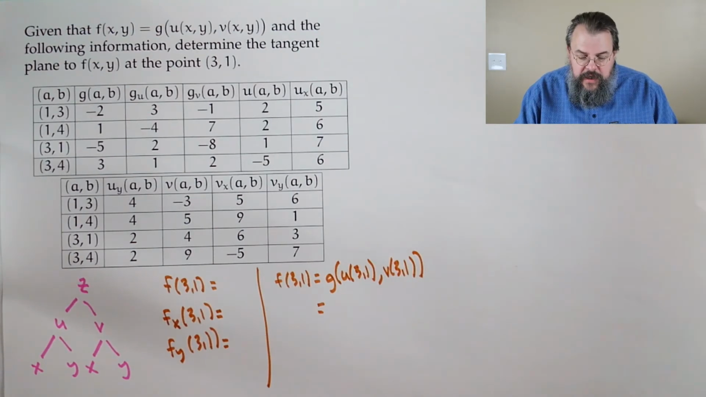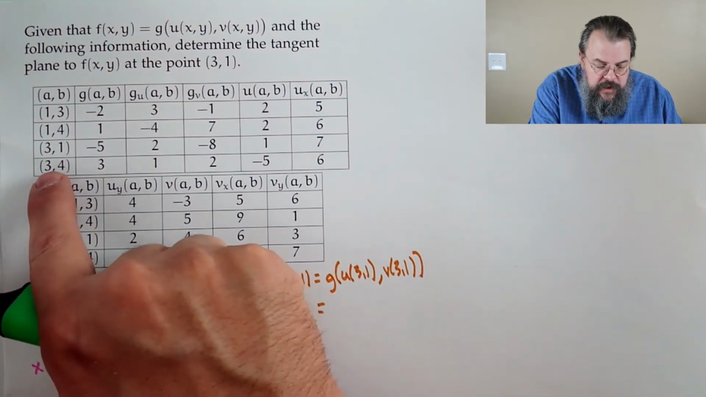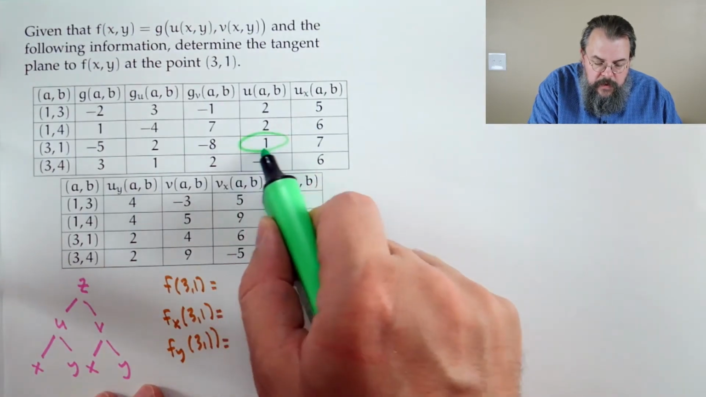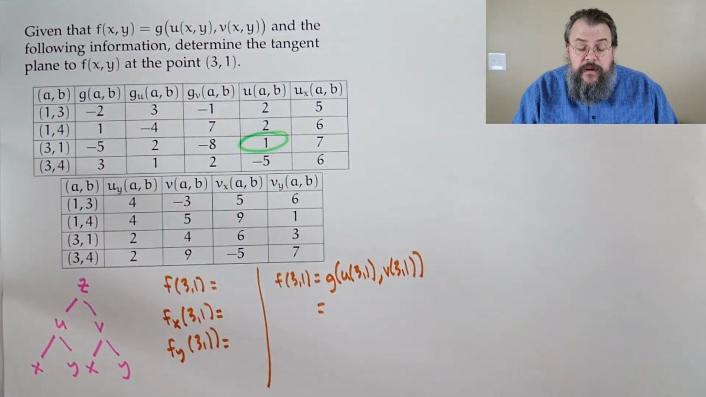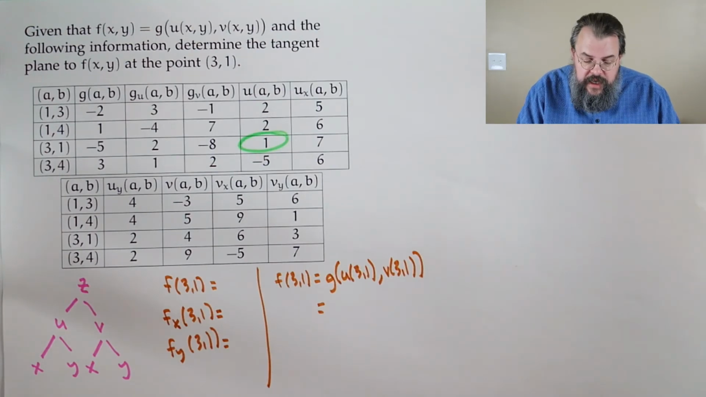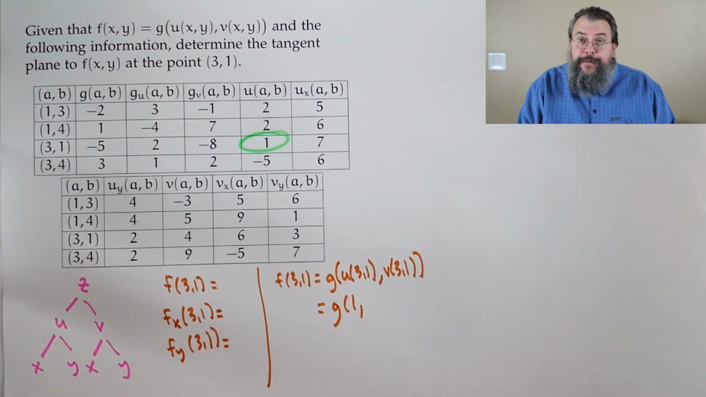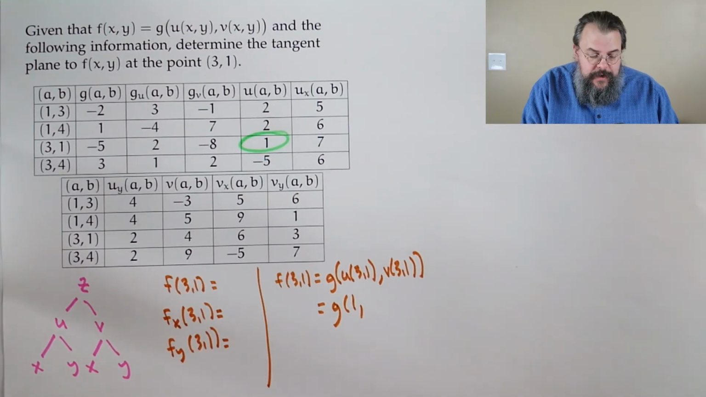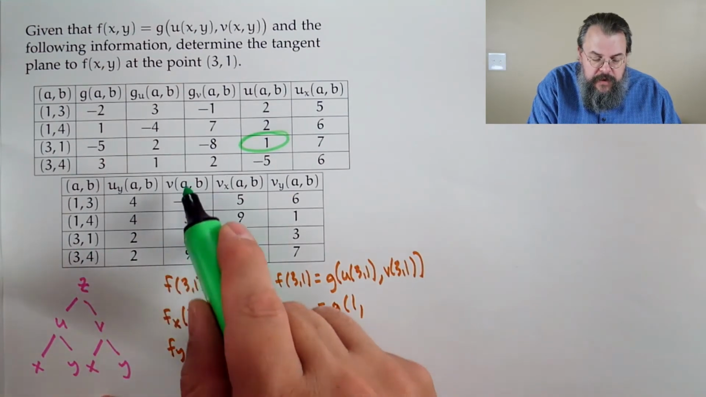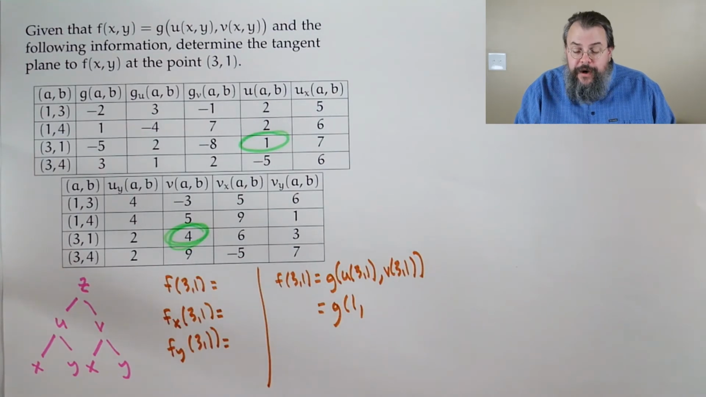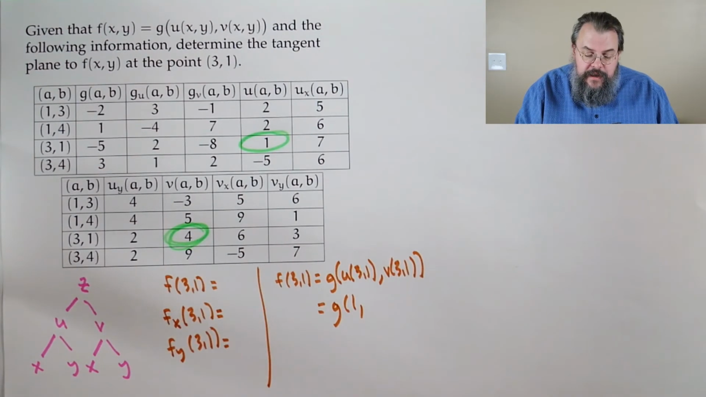We need to know what u of 3 comma 1 is. We're at the point 3 comma 1, and we come over to the column for u. That gives us 1, so that's g of 1 comma, and how about v of 3 comma 1? Again, we're at the point 3, 1, and we come to the column for v. That piece of information is 4. So v of 3 comma 1 is 4.